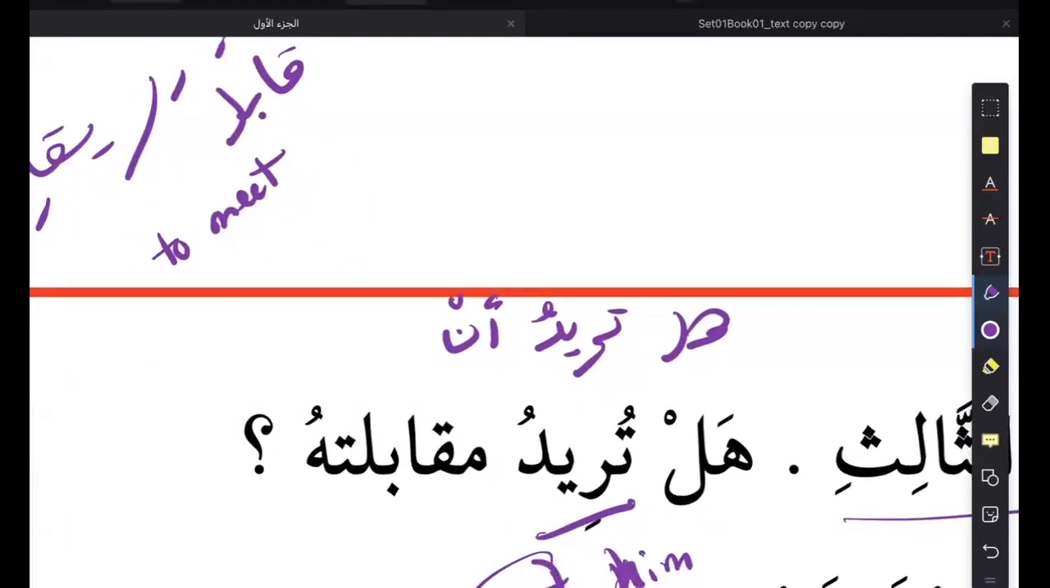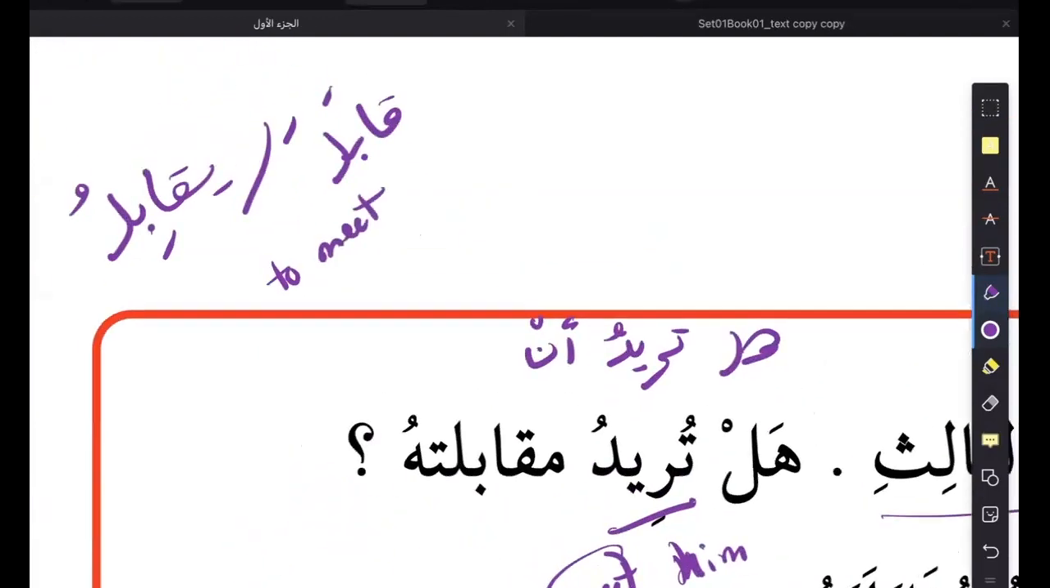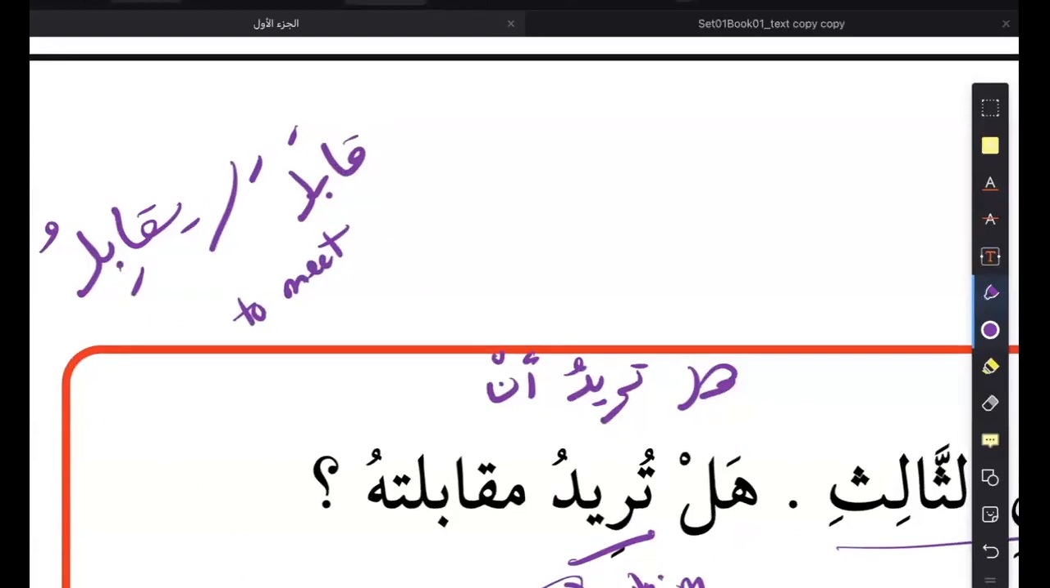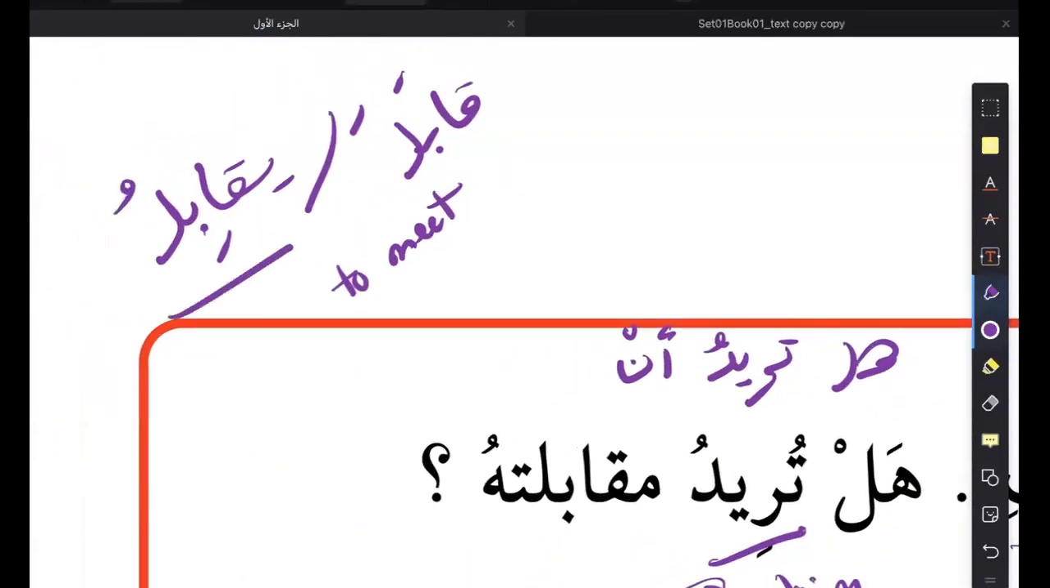And just like in English, we don't say met, we say meet. Every time we use the word to, we always use the present tense verb. We never say to ate. We say to eat. So we have to use the present tense verb. So do you want to meet? Hal turidu an? Which one will we be using? We'll be using the present tense verb.